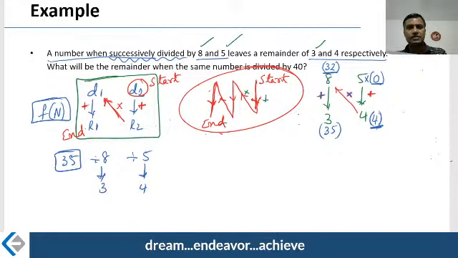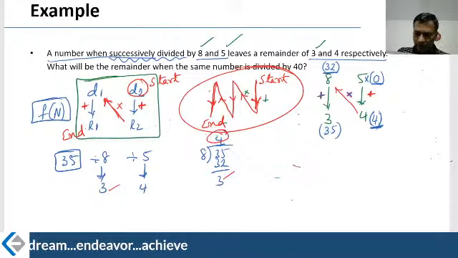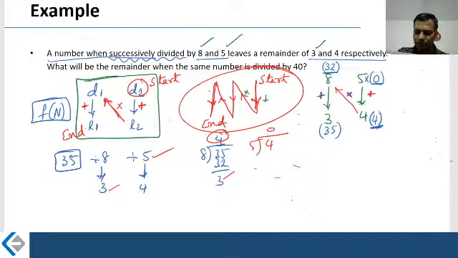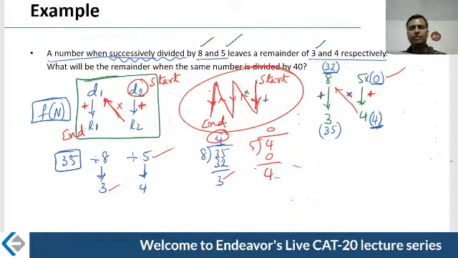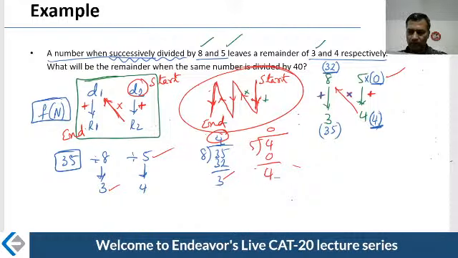Okay, let me illustrate this. Let us do the division. I'll take 8. I'll divide 35. 8 4 times 32. 3 is the remainder. That's the 3 I listed here. The 3 has come here. Take this 4. Let's divide this by 5 now, because the next divisor is 5. 5 0 times 0. Therefore, what's the remainder? 4. Perfect. That's what you got there.